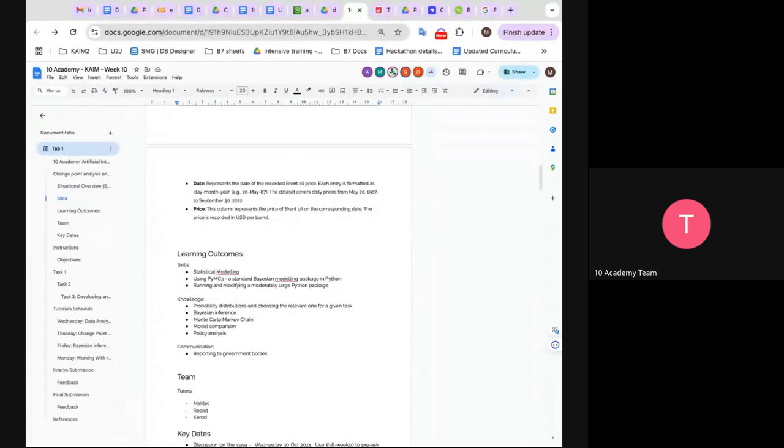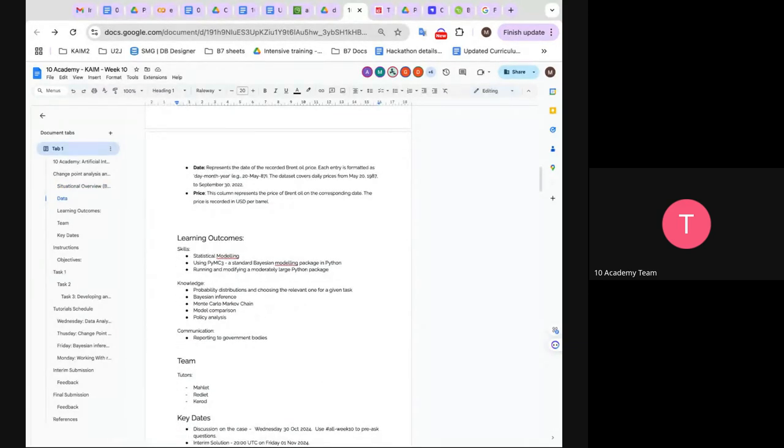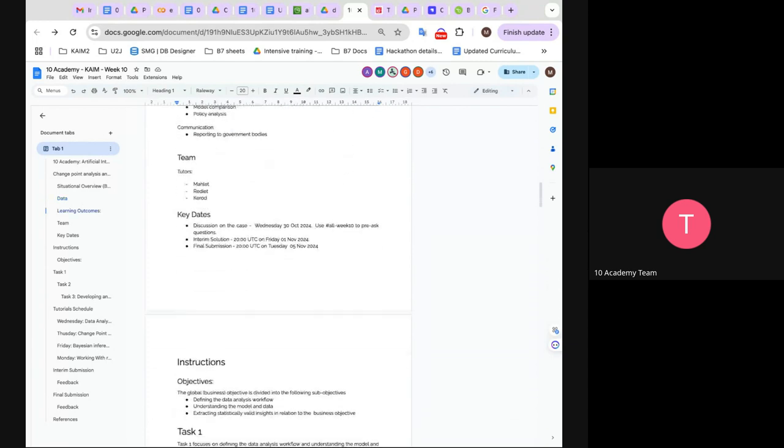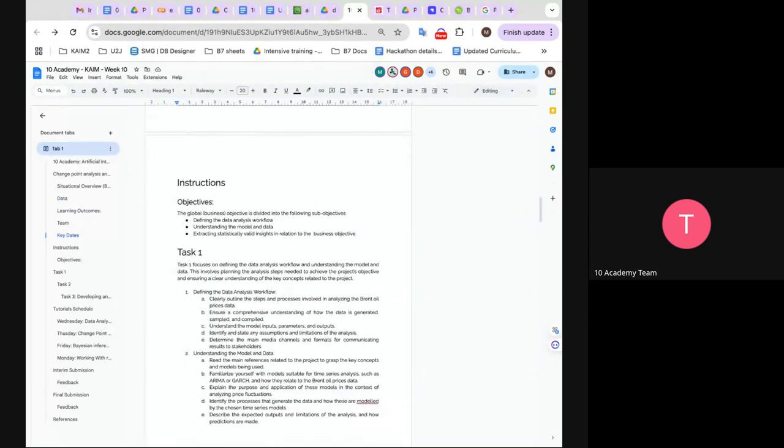That means based on the dates and the data you have, you need to build a basic understanding of how you can tackle this challenge. Basically, first define the data analysis workflow, that means what you need to do. The next step is understanding the modeling techniques with respect to the data.